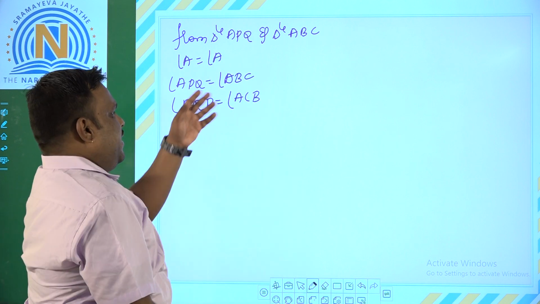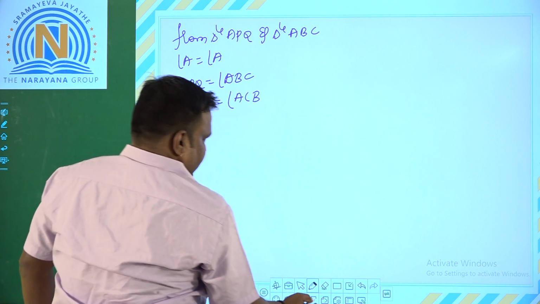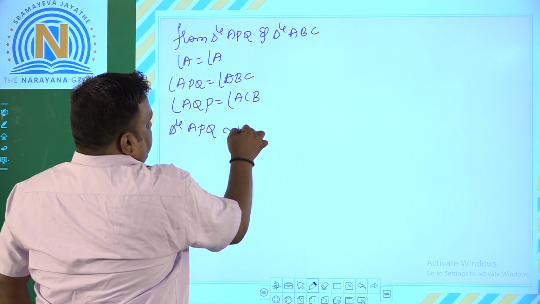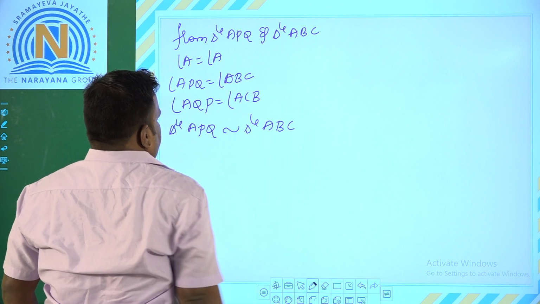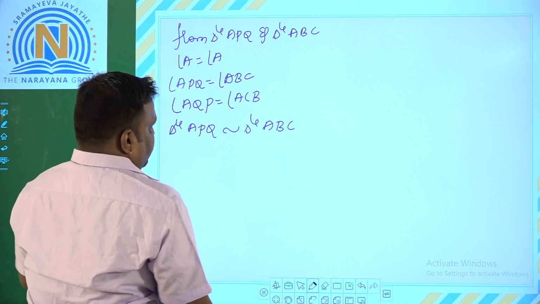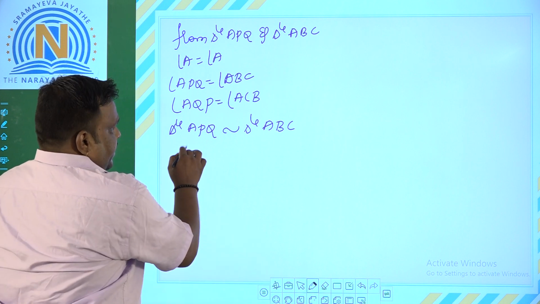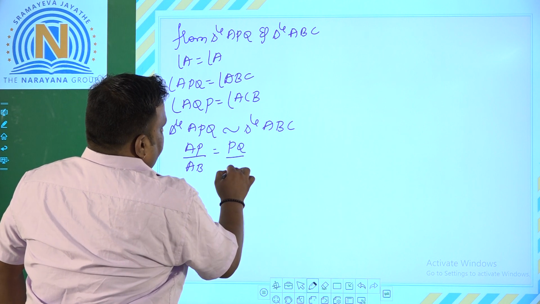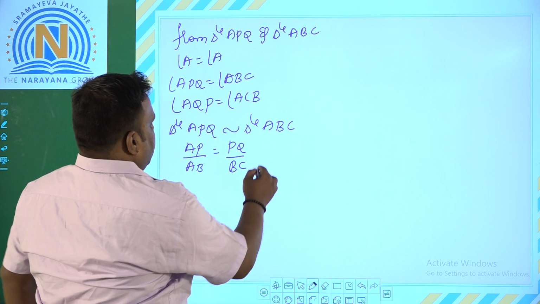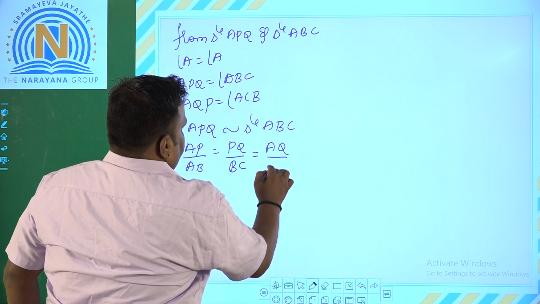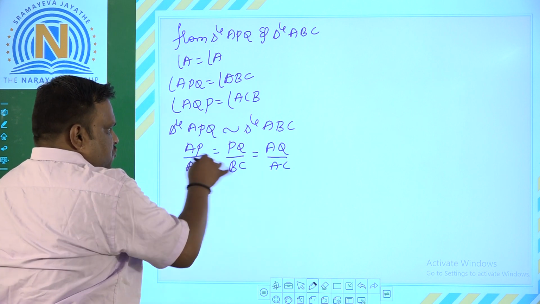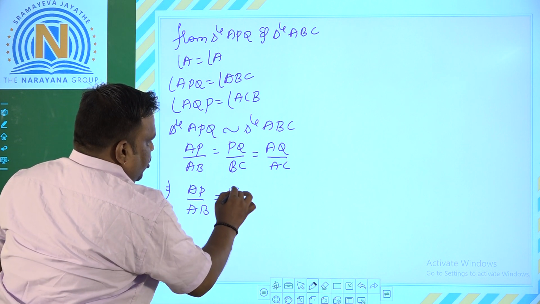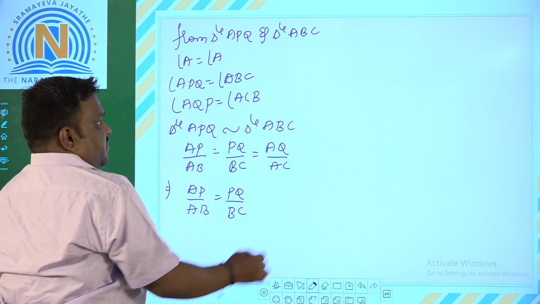So according to the AA similarity criterion, we can tell that triangle APQ is similar to triangle ABC. If they are similar, the ratios of their sides are proportional. So in that case, what can I write now? AP by AB is equal to PQ by BC is equal to, of course you can take the third one, AQ by AC. First let us concentrate on AP by AB is equal to PQ by BC.